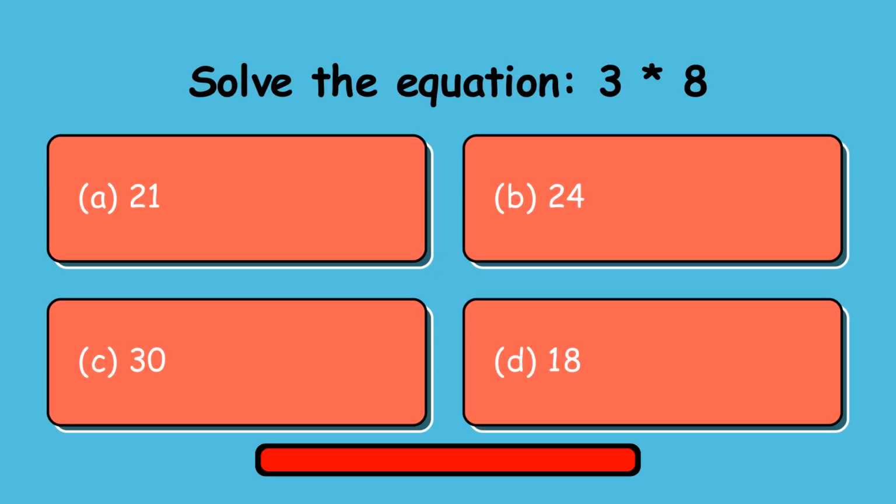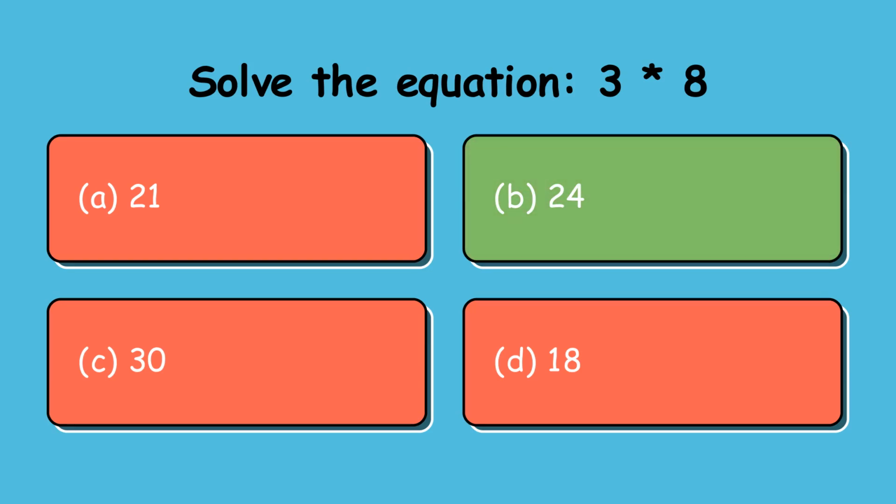You have 10 seconds to solve the problem. 3 multiplied by 8. Is the answer A, 21, B, 24, C, 30, or D, 18? You may pause if you need more time. Correct answer is B.